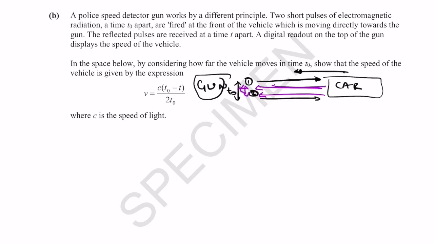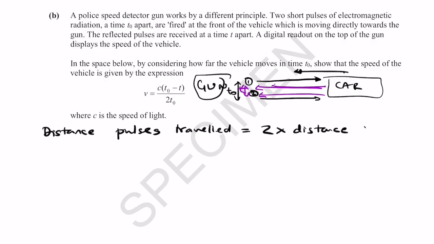Now, we know that the distance the pulses travel is twice the distance the car travels. I'll let you have a think about that, but it makes sense, doesn't it? It's there and back, so that's why it's twice. So in terms of the pulses, because it's electromagnetic radiation, we have to consider the speed of light. They travel at the speed of light.